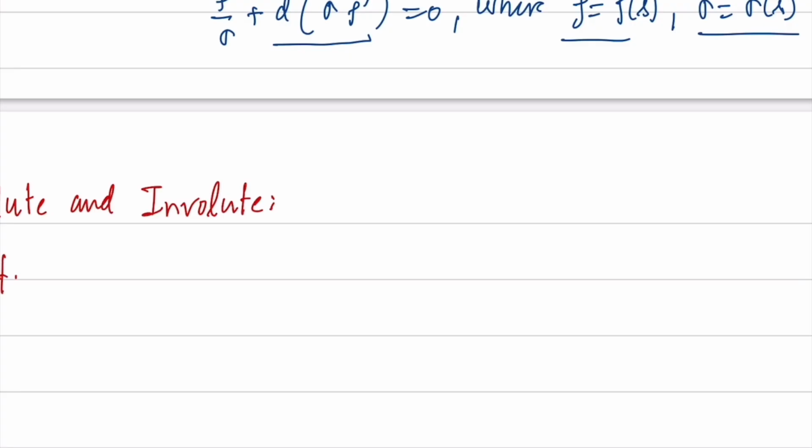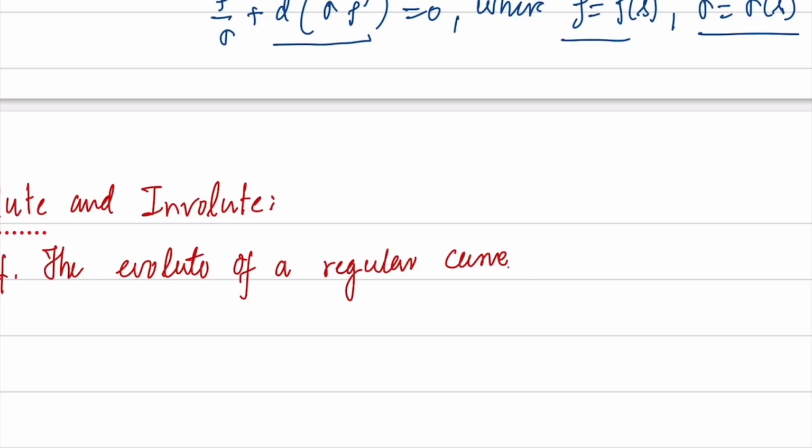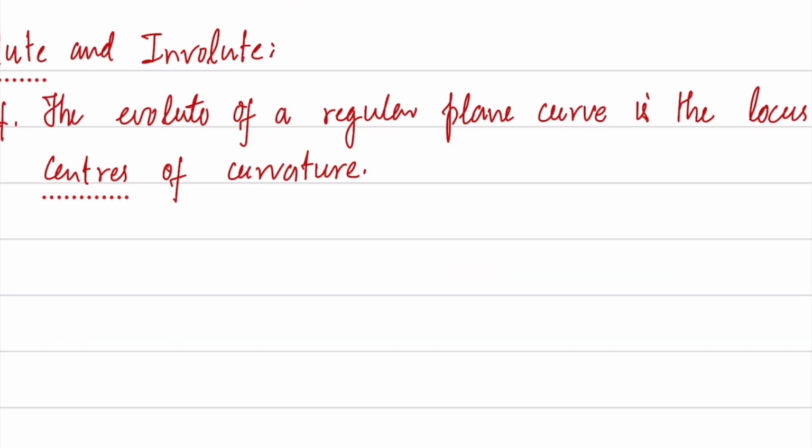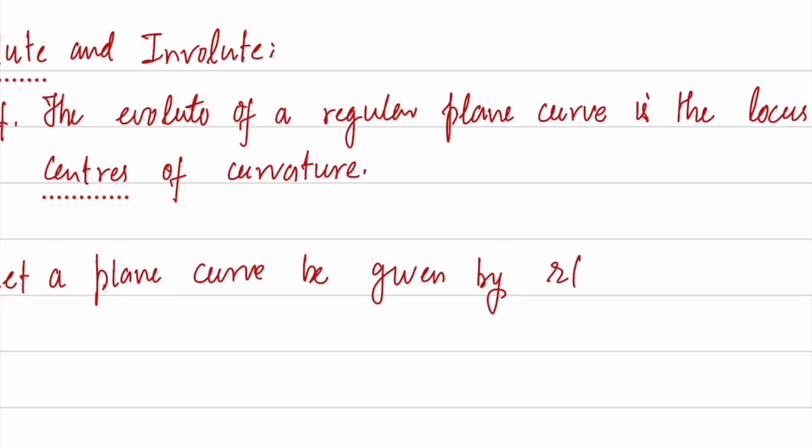We first define what we mean by evolute. The evolute of a regular curve, or we can say a regular plane curve, is the locus of the centers of curvature. In other words, it is the path that is traced by the center of the osculating circle as we move along the original curve. Now it has the equation: let a plane curve be given by r of s. Here we deliberately represent the curve as a function of arc length, where s is the arc length.